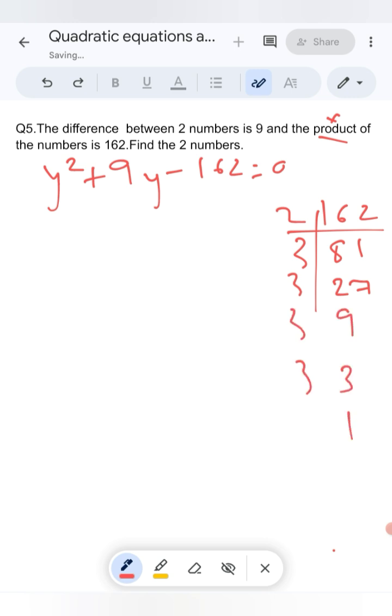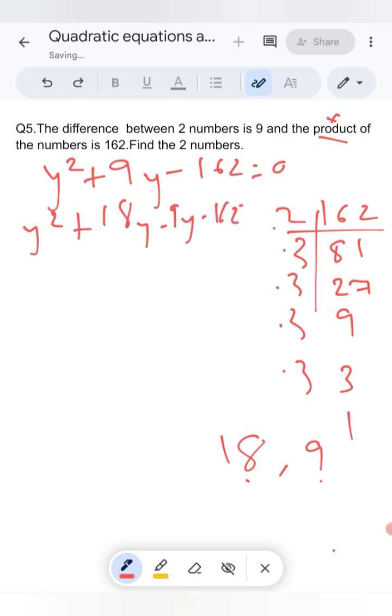Okay. Now I need to make up my 9. So let's look at the factors of 162 which add or subtract to make a 9. 3 2s are 6 and 3 6s is 18, right? And 3 3s is 9, and 18 into 9 is your 162, as well as when we subtract 18 and 9 I get my answer 9y. So y square plus 18y minus 9y minus 162 is equal to 0.